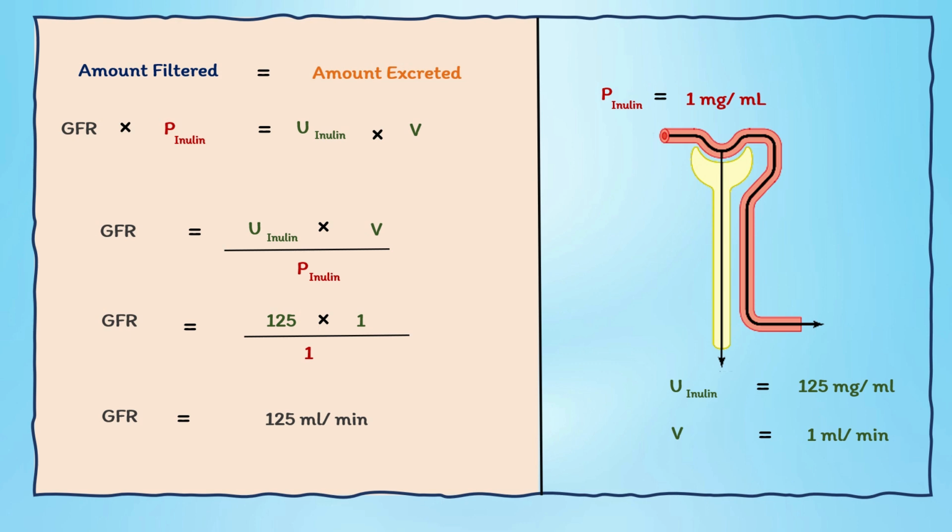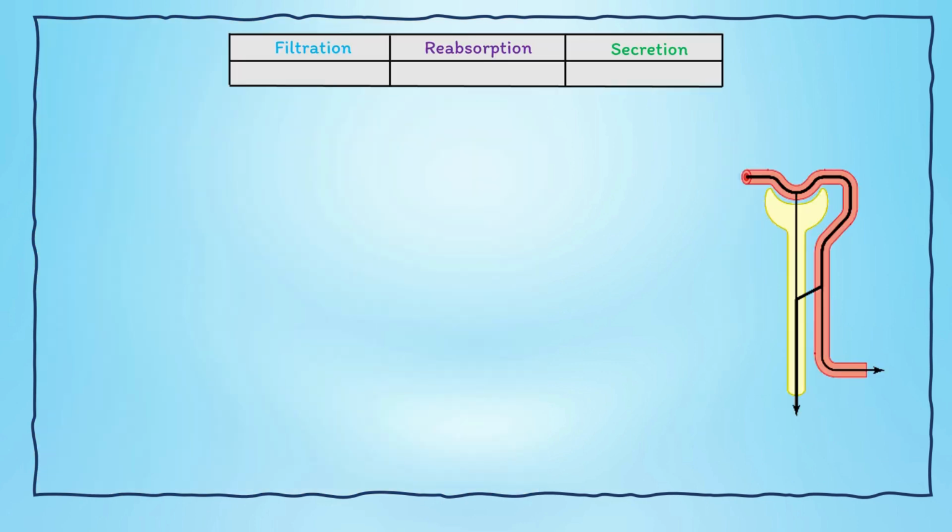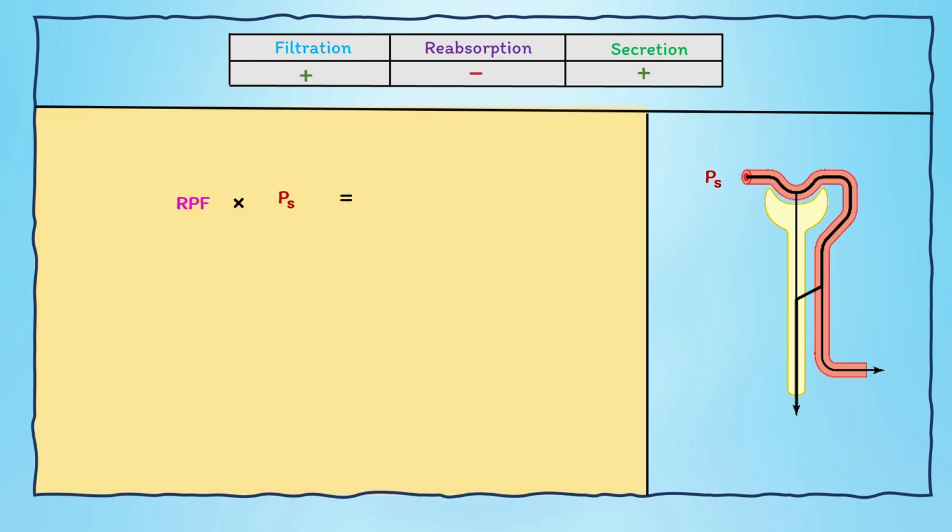Now, clearance can be used to estimate renal plasma flow. Theoretically, if a substance is completely cleared from the plasma, meaning it is filtered and secreted, but not reabsorbed, the clearance rate of that substance is equal to the total renal plasma flow. In other words, the amount of the substance delivered to the kidneys in the blood would be equal to the amount excreted in the urine. Thus, renal plasma flow could be calculated using this equation.